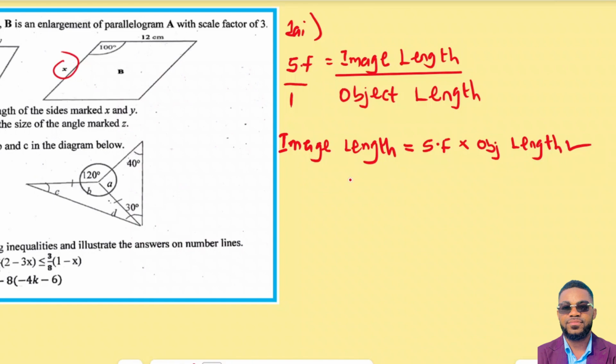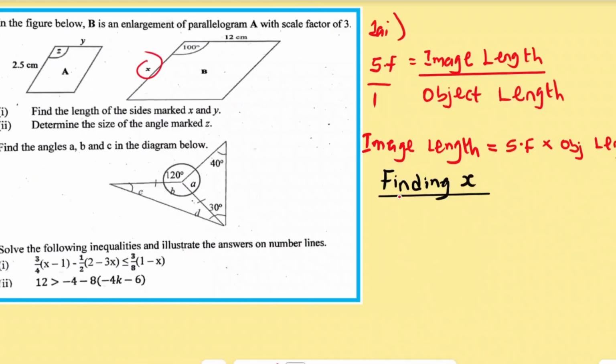Now, since we know this formula, then we can find the value of X right now. So let me write here, finding X. So X is equal to, that's the image length. X is equal to the scale factor, which is given in the question to be 3. So that's going to be 3 times the object length. So X corresponds to this side of the shape A, which is 2.5. So that's going to be 3 times 2.5 centimeters.